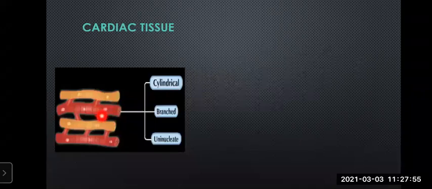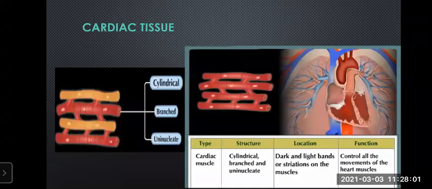And each muscle fiber contains one nucleus. So it is uninucleated. Okay, so if we talk about the overall structure, it is cylindrical, branched, and uninucleated. It shows dark and light band, hence it is also known as striated. Then now we all know movement of our heart is not under our control, right? Hence, it is also known as involuntary muscle. Remember, cardiac muscle is also an involuntary muscle fiber.